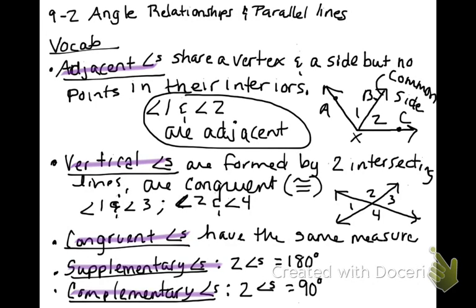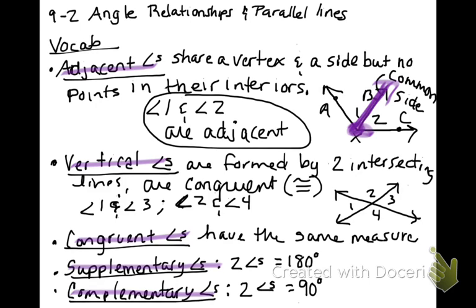Today's lesson is angle relationships and parallel lines. Some vocabulary you need to know for angle relationships is adjacent angles. They share a vertex, which means a point. If you look on the picture over here, that's their vertex. And they also share a side, and that's their side on this one.